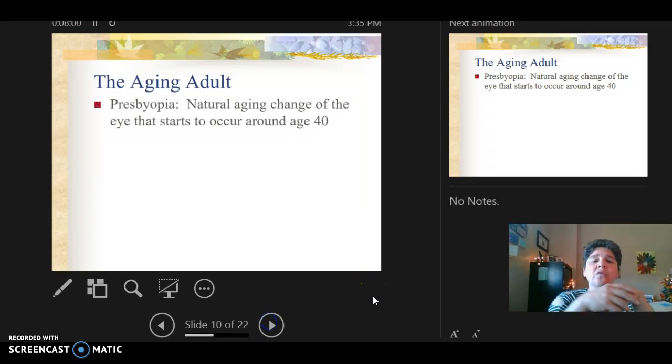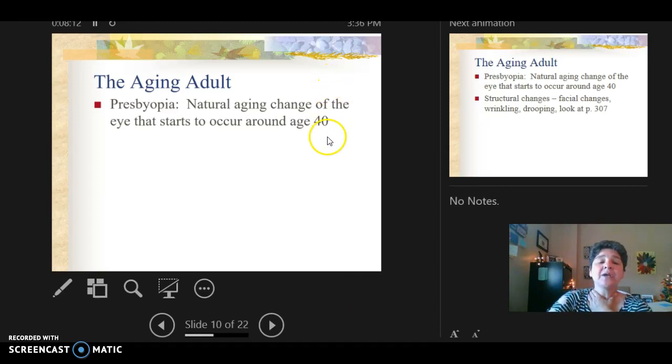With the aging adult, we have some natural aging changes. Usually it starts to occur around age 40. I definitely notice that. I have to kind of hold things out to look at them. We call this presbyopia. Presbyopia. This is something that you're going to want to know. And again, it's changes in the eye that usually start at about age 40.